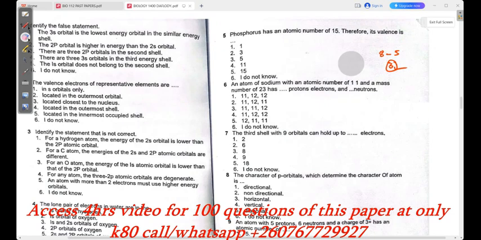But if they ask for the valence electron number, just count how many electrons are in the atom's outer shell. That is the answer. When they ask for the valence, like in this case, if you have more than 4 electrons in the outer shell of that particular atom, you subtract from 8.